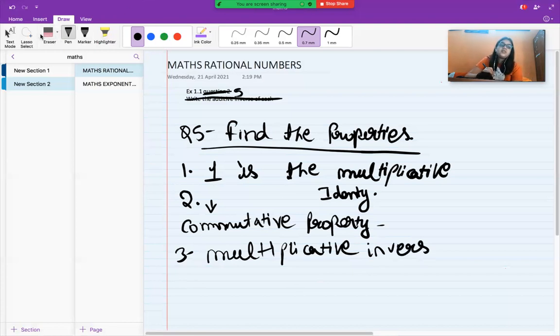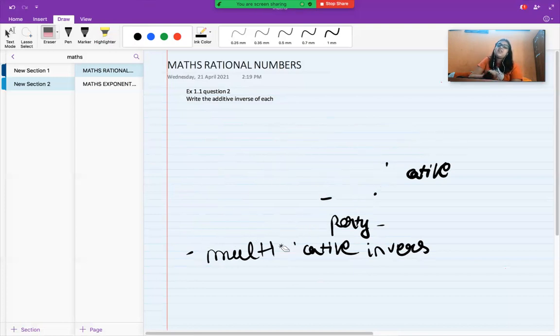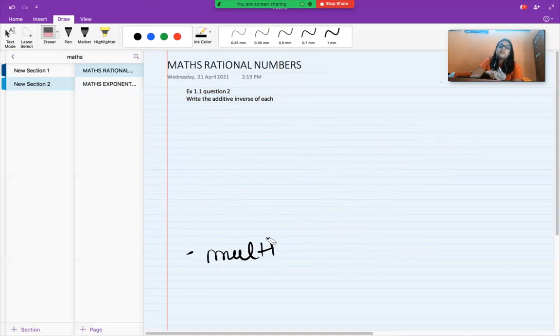It has no rules, no regulation, just find the properties and we are good to go. It's easy, right? Rational numbers is very easy. And when we have done all this, then we will do a brief on this, okay?